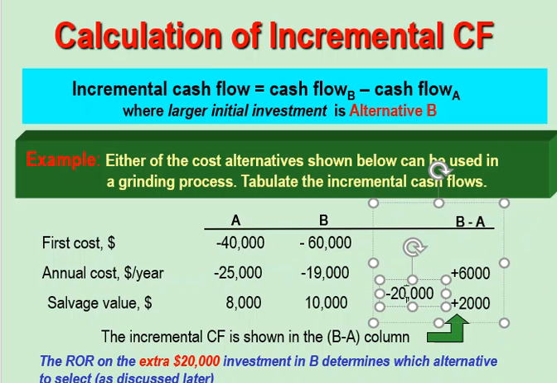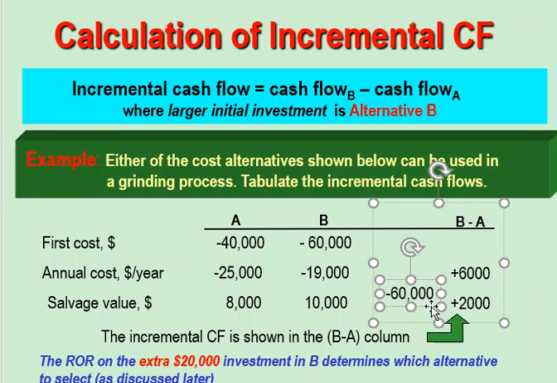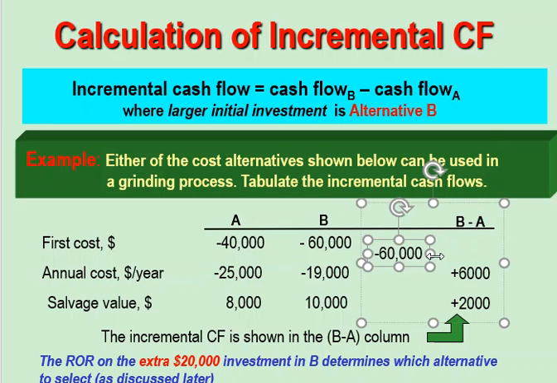Exactly, because here we have negative 60,000. Let's just bear with me for a second so you can see it. I have B, we say B minus A. B is negative 60,000. Then I have minus what? Minus 40,000.